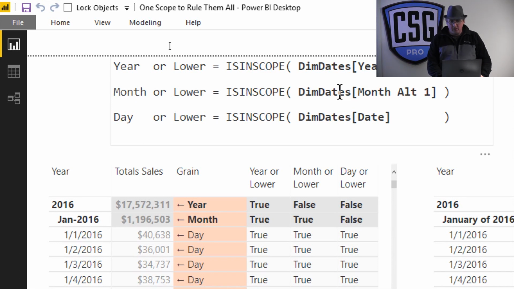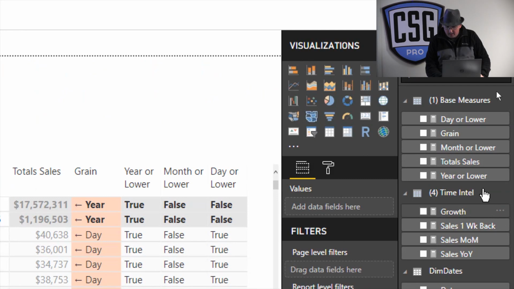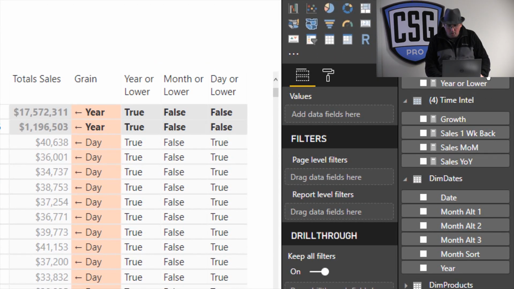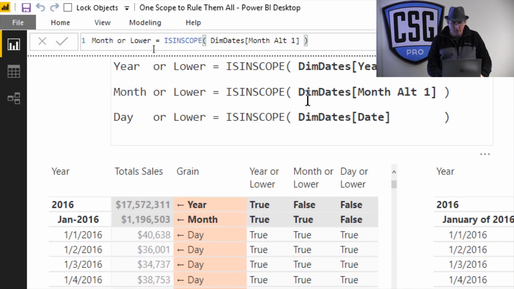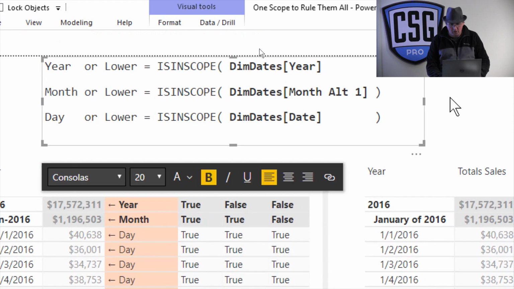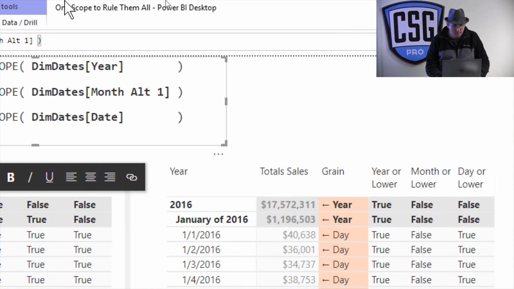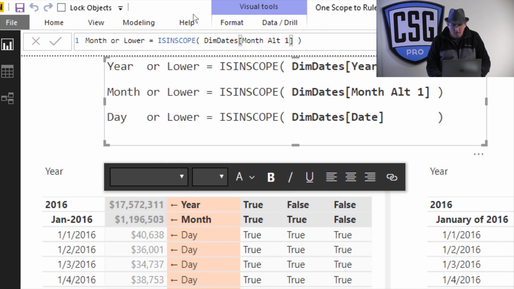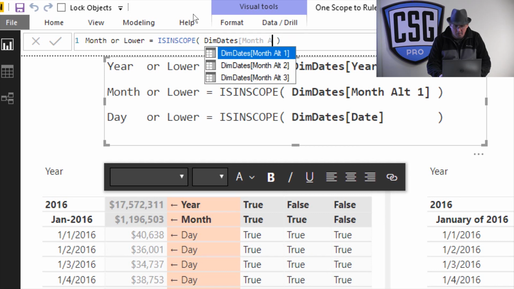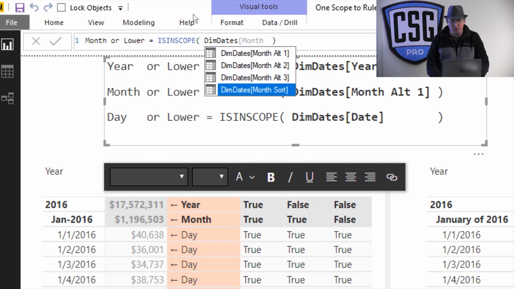What that means is, rather than checking to see if month alt 1 is in scope, if I instead come over here to month or lower, oop, confused myself. I want to change the formula, not my little thingy up top. Rather than saying alt one, this is going to work a whole lot better if I do it this way. So don't go check to see if the month is in scope. Go check to see if the month sort is in scope.